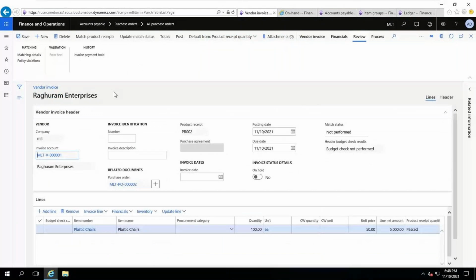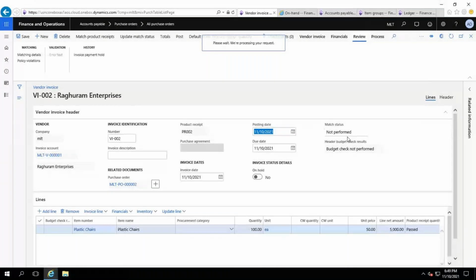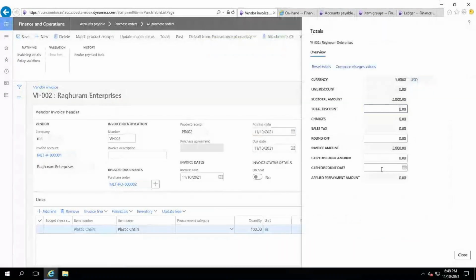Here you enter the vendor invoice number. The invoice date is not mandatory, but it is best practice. Update the match status. It is passed. Business people will verify the totals. If there is no change in the rates and everything is fine, they will post.